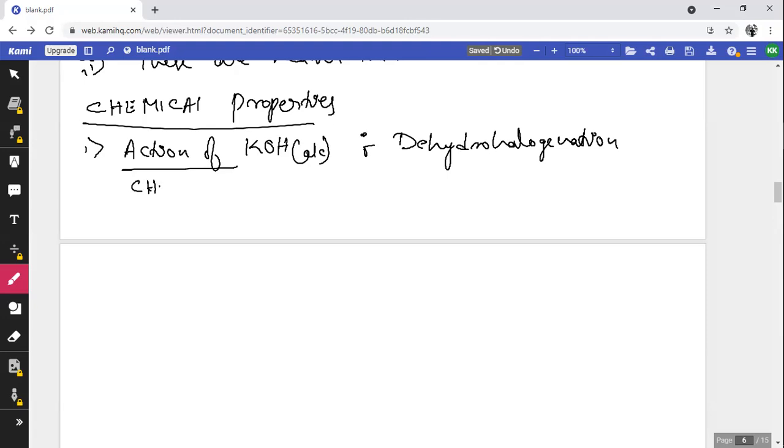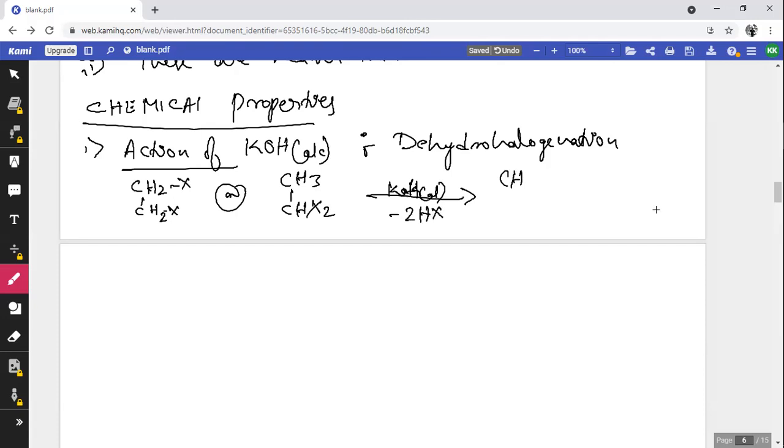Let me consider an example of CH2X-CH2X, or I will take CH3-CHX2, either a vicinal dihalide or a gem dihalide. On treating with alcoholic KOH, it liberates two molecules of HX, that is hydrogen halide, with the formation of ethyne, CH triple bond CH.